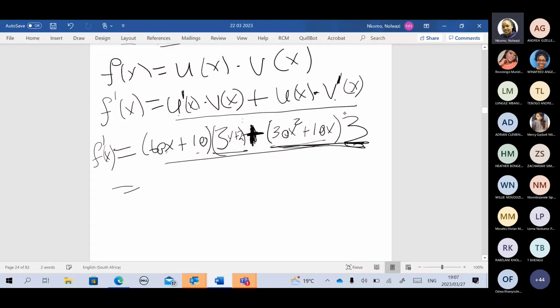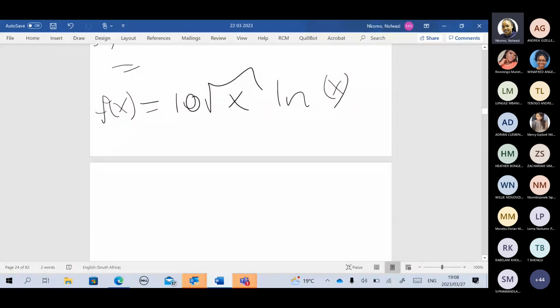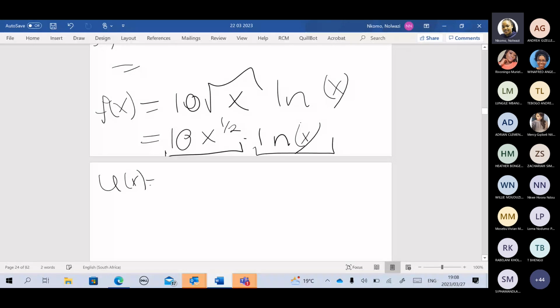Right. Okay. Suppose now we are given our function as f(x) equals 10 root x times ln x, right? You can write this as 10x to the power of a half times ln x, right? And then you let this first function be one variable, and then you let this be the second function. You let u(x) be 10x to the power of a half. You let v(x) be ln x, meaning your f(x) is now in the form of u(x) times v(x). It's the product of two functions.